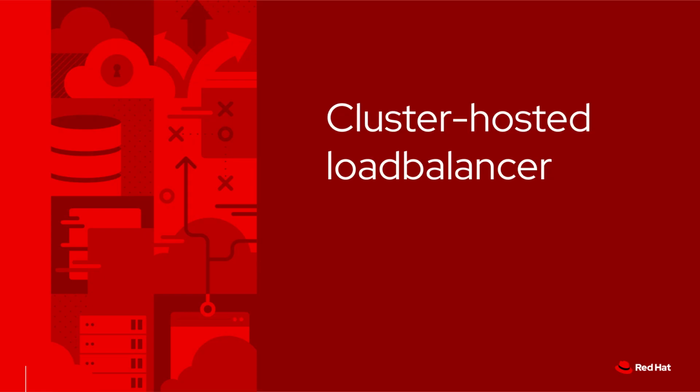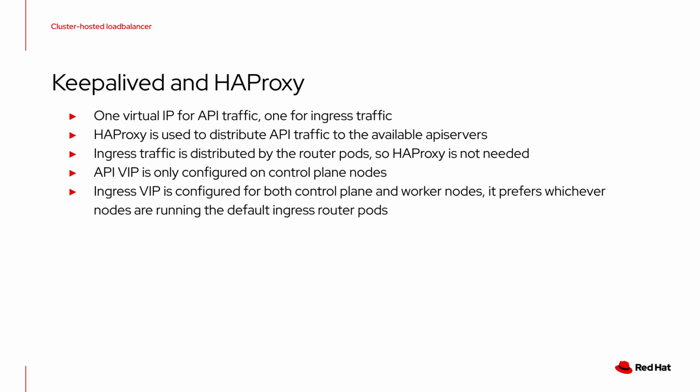So first we'll talk about the cluster-hosted load balancer, and that is implemented using keepalive and HA proxy. So we have two virtual IPs. One is for the API traffic and one is for ingress traffic. Then for the API, we use HA proxy to distribute the API traffic to the available API servers. Ingress traffic is already distributed by the router pods, so we don't need HA proxy there. It would be redundant.